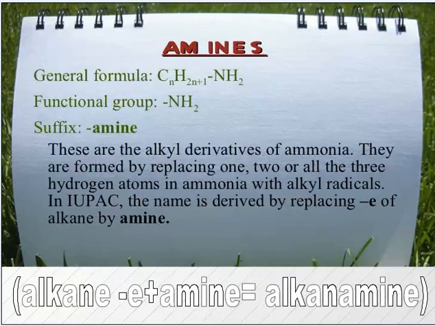Amines. General formula is CnH2n+1NH2. The functional group is NH2 and the suffix will be amine. These are the alkyl derivatives of ammonia. They are formed by replacing 1, 2, or all 3 hydrogen atoms in ammonia with alkyl radicals. In IUPAC, the name is derived by replacing E of alkane by amine. Alkane will be alkanamine.